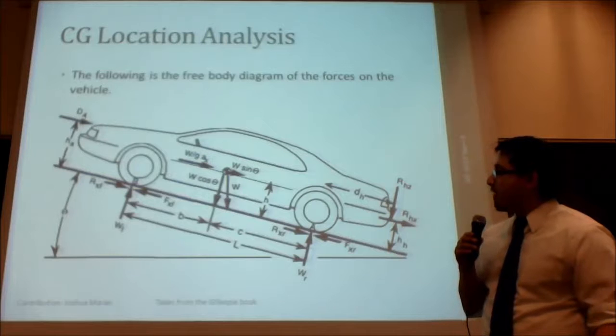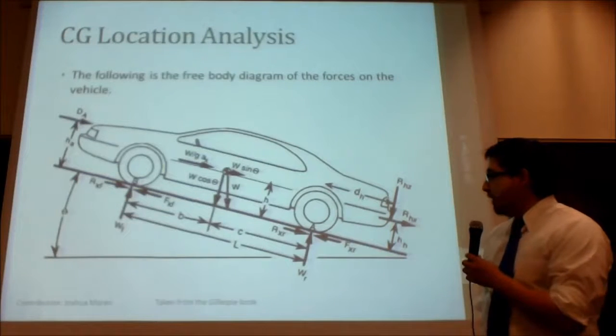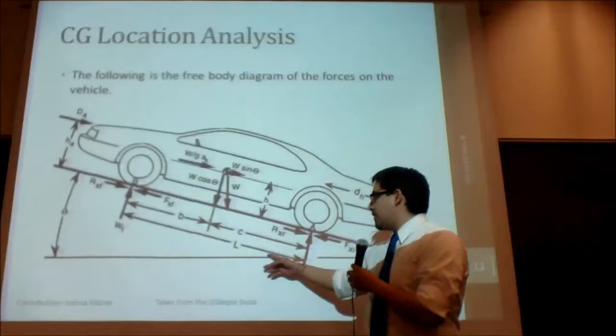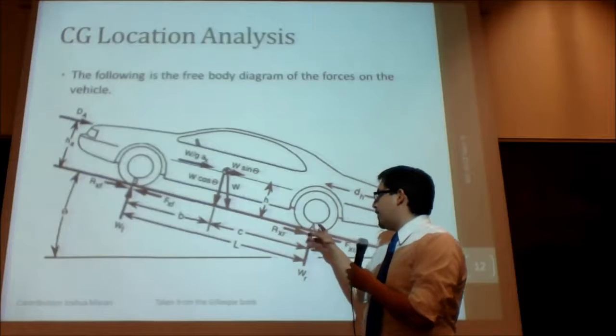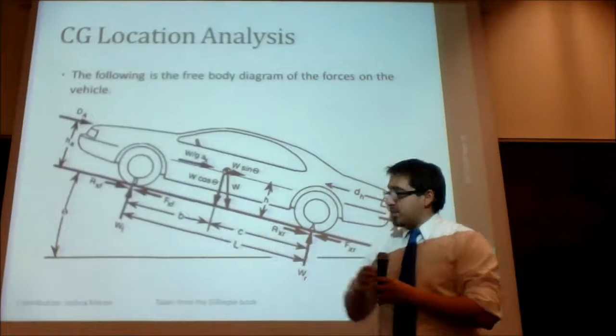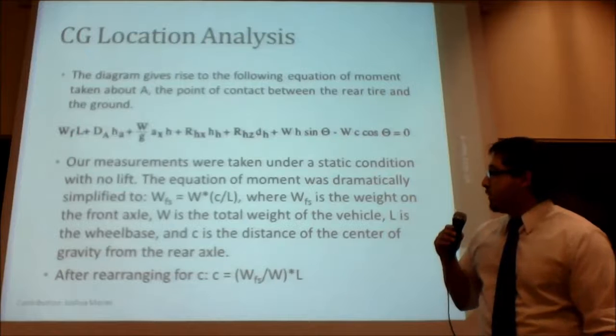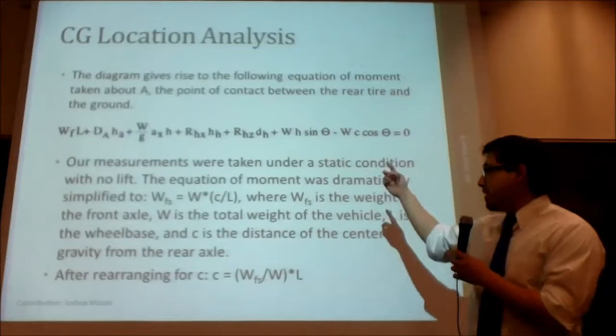Now this is the free body diagram of the vehicle. The L stands for the wheelbase, C is for the distance from the rear axle to the center of gravity, and WF stands for the weight of the front axle. And so when you sum the moments around A, you actually get that equation.